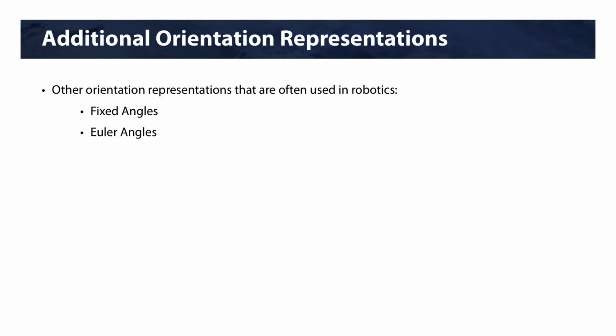So in a previous video, we saw how we can represent orientation using our rotation matrix. There are different ways we can actually generate our rotation matrices and describe orientation. In robotics, two of the most common ways we can represent orientation are using fixed angles and Euler angles.